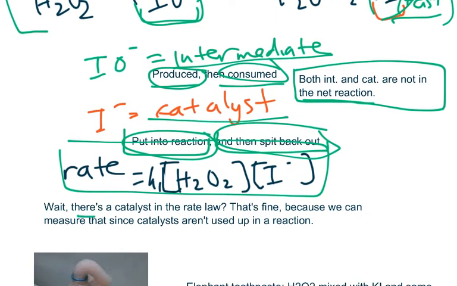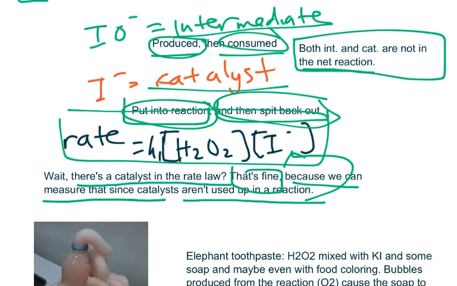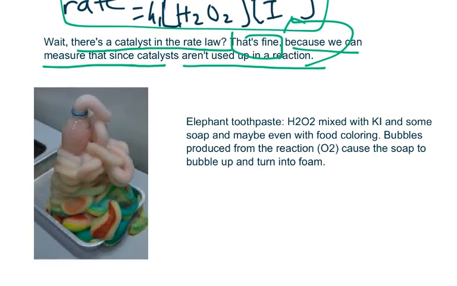Now, you're wondering, there's a catalyst in the rate law? How is that possible? Well, that's actually fine, because we can actually measure the concentration of catalysts that aren't used up in a reaction. So because catalysts aren't used up in a reaction, we can measure them, and because of that, we can keep it in the rate law if we want. Now, this reaction is special because it is used in a demonstration called elephant's toothpaste.